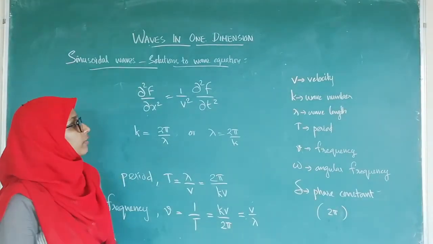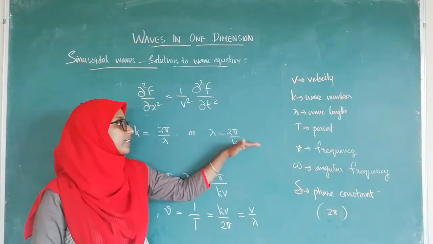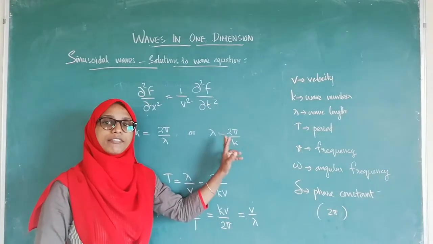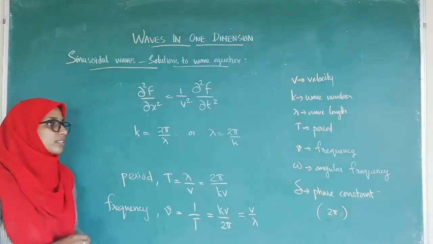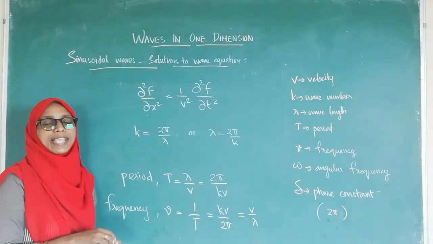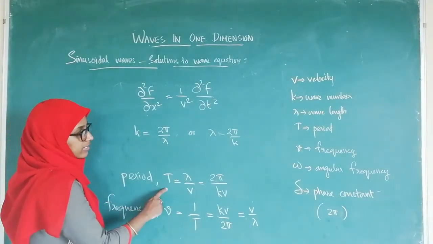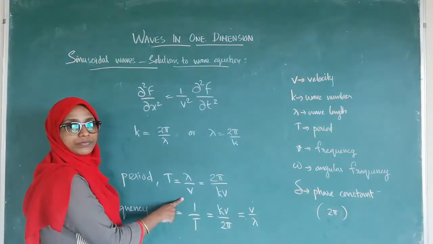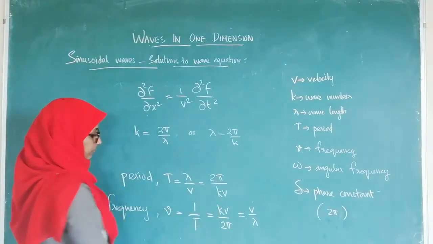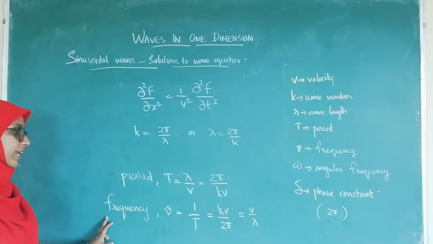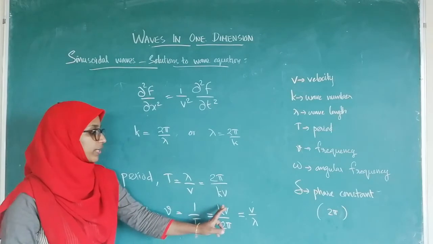Now, when the wave traverses a distance of 2 pi by k, it completes one period of cycle. When it traverses in the positive x direction with a velocity v, we can consider the period of one cycle T is equal to lambda by v, and that can be written as 2 pi by k divided by v. And also the frequency of the wave nu can be obtained as the reciprocal of the period, that is 1 by T, which is equal to kv by 2 pi.